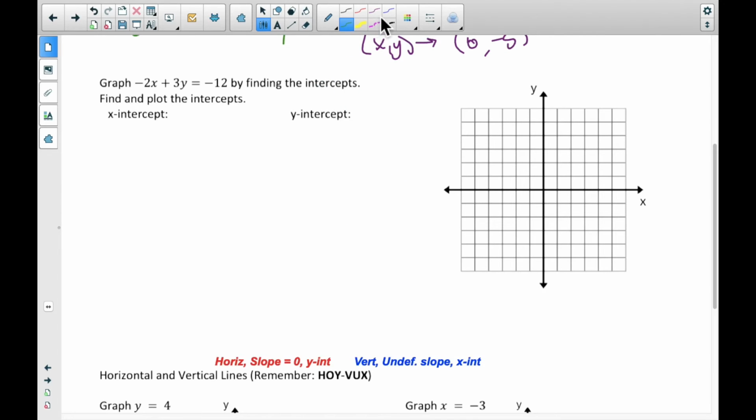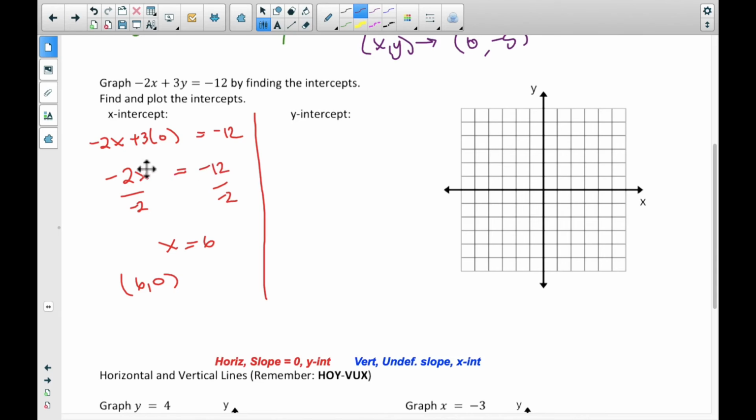Okay, one more example like this. So x-intercept, we plug in a 0 for the y. Why don't you pause the video and see if you can figure out the rest of this from here. Okay, so when you plugged in 0, you work it out. You get -2x equals -12, divide by -2, that gives you a +6 for x. So the xy coordinate is 6, 0.